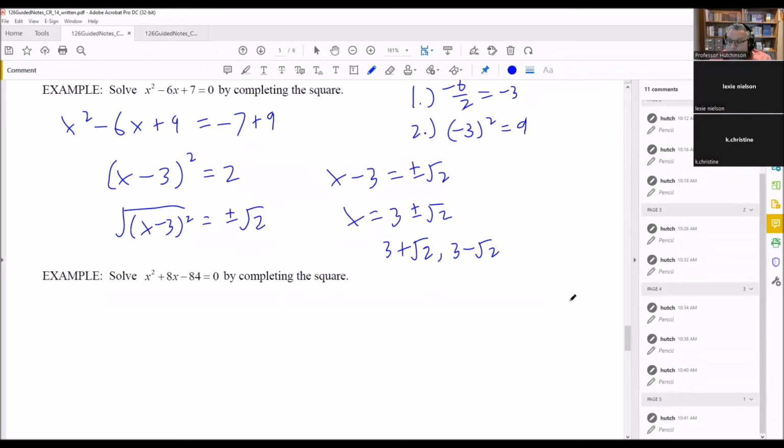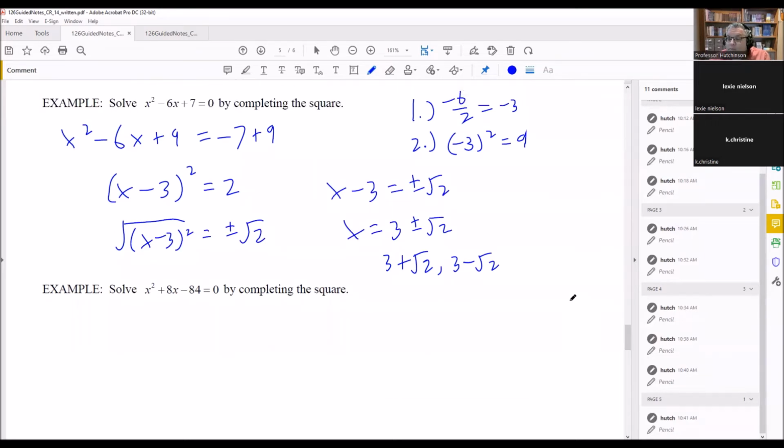Let's do another one of these. Okay, another complete the square problem. Again, the same thing. You're going to leave the x squared plus 8x. We're going to leave a space for the complete the square step. And then the 84, you add that to the other side, and it becomes positive.